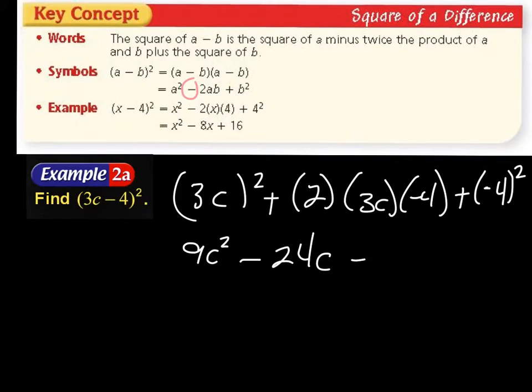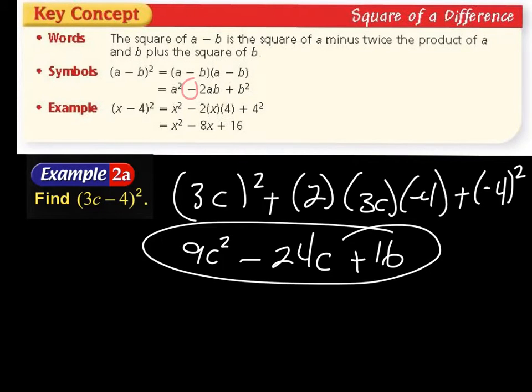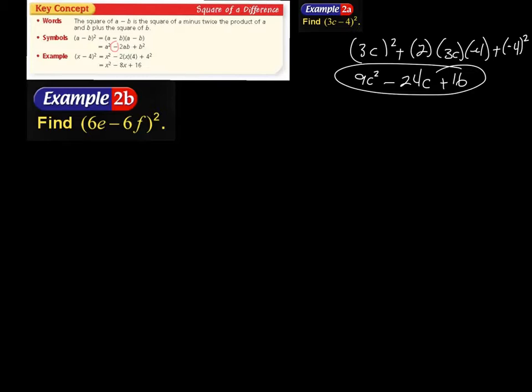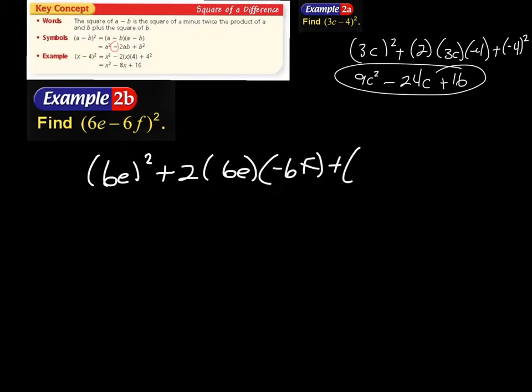And negative times negative is going to be plus 16. And that's all she wrote. Here comes our pattern again. First term squared plus double our first times second, so 6e negative 6f, plus second term squared.